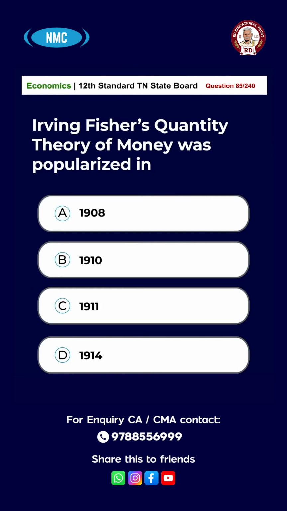Question number 85. Irving Fisher's quantity theory of money was popularized in A, 1908, B, 1910, C, 1911, D, 1914. The answer is option C, 1911.